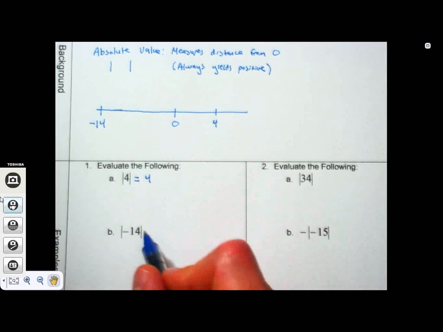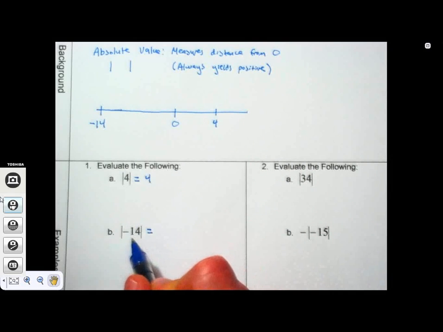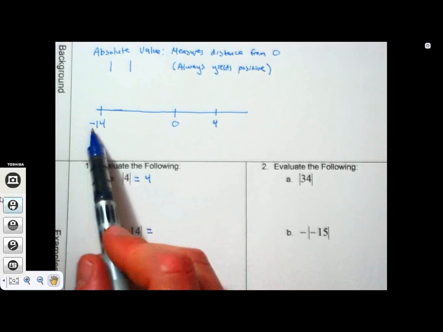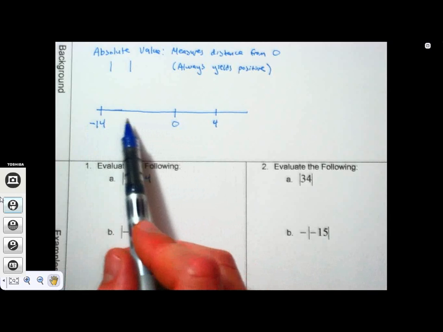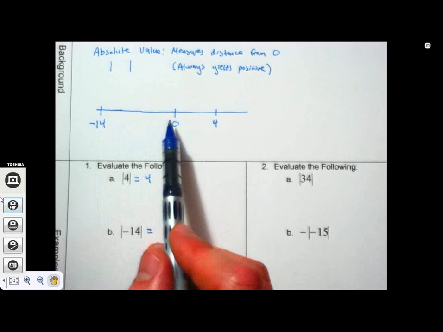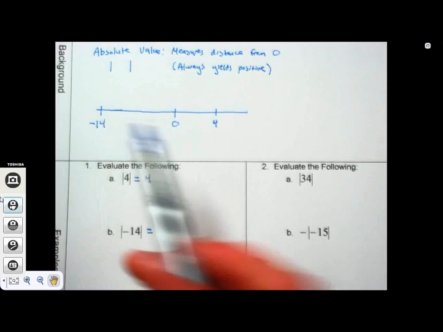Okay, if we look at part B, we're supposed to find the distance between negative 14 and 0. Well, I've plotted negative 14 on a number line, and here's 0. So how many units is negative 14 away from 0? Well, it's 14 units.